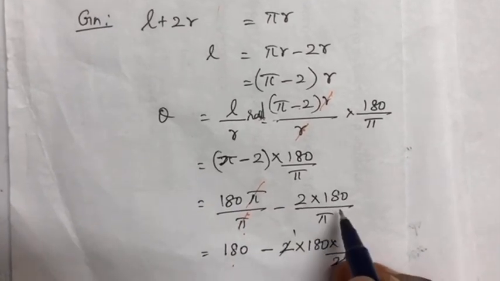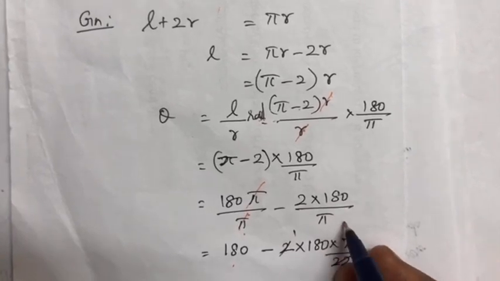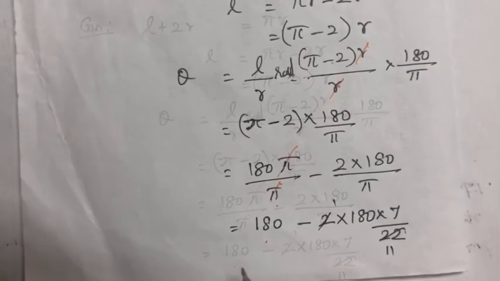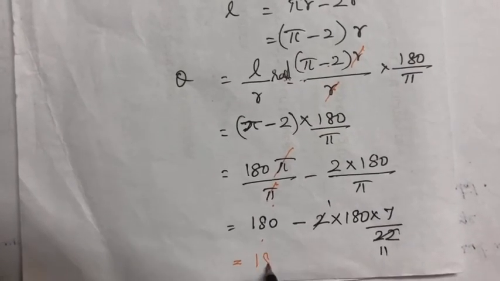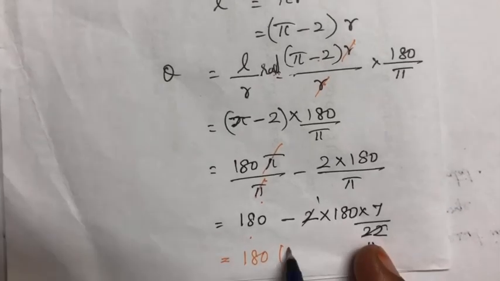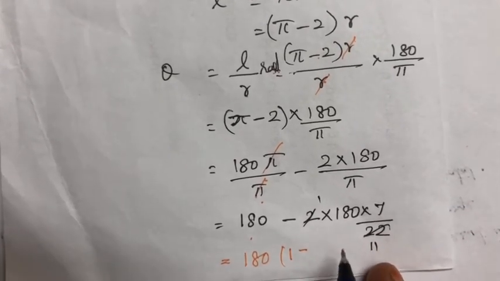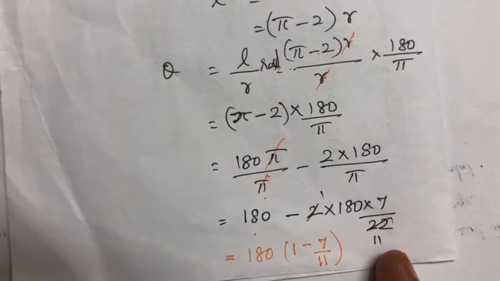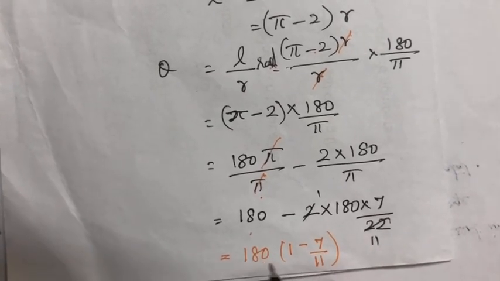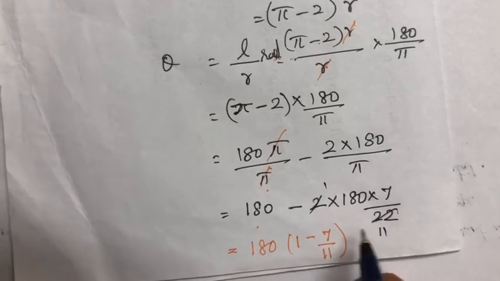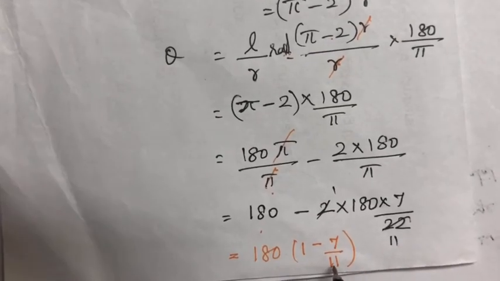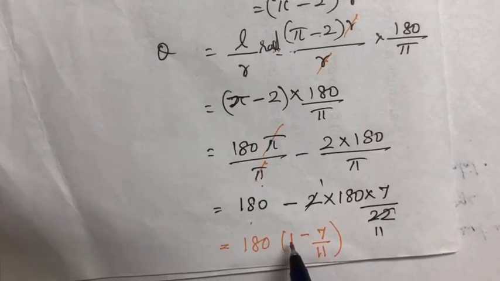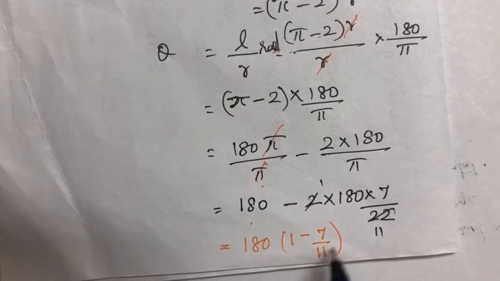Here 2 into 180 into pi is 22 by 7. So, in the reciprocal it is 7 by 22. So, if I take 180, it is 180 into 1 minus 7 by 11. Isn't it? 180 minus 180 into 1 minus 7 by 11. I can take 11 as LCM. So, it will be 11 minus 7 divided by 11.